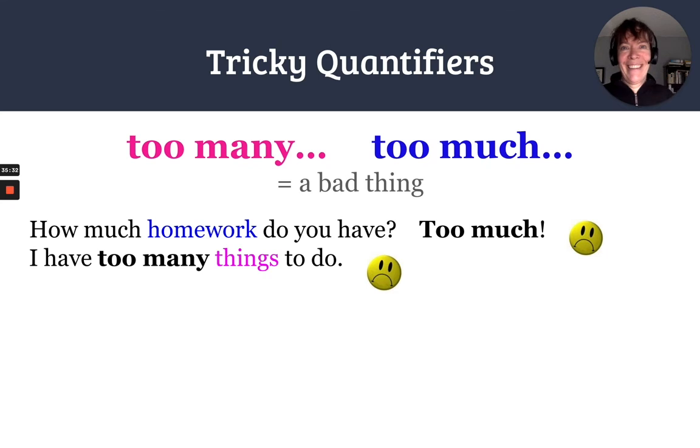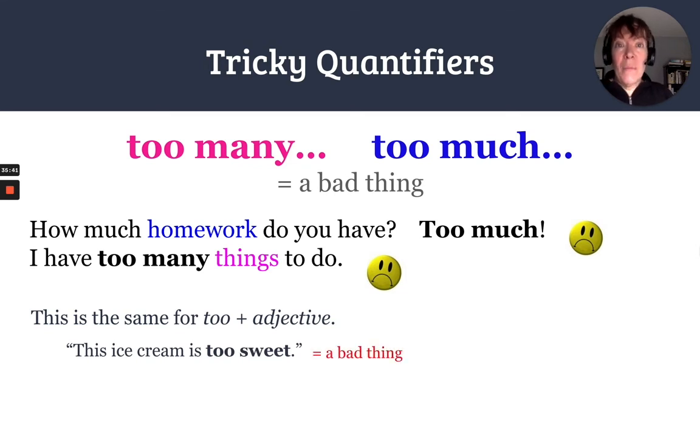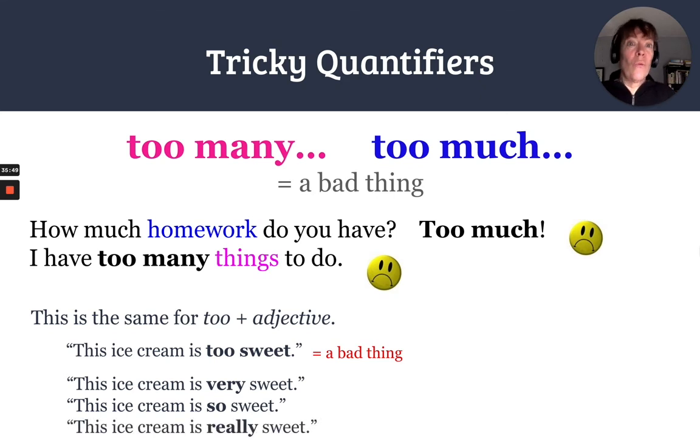Too much. Not good. So this is the same for too plus an adjective. If we say, this ice cream is too sweet, it means I don't like it. If you want to say that something is good, you would say the ice cream is very sweet, or so sweet, or really sweet. That's good, or at least not bad.